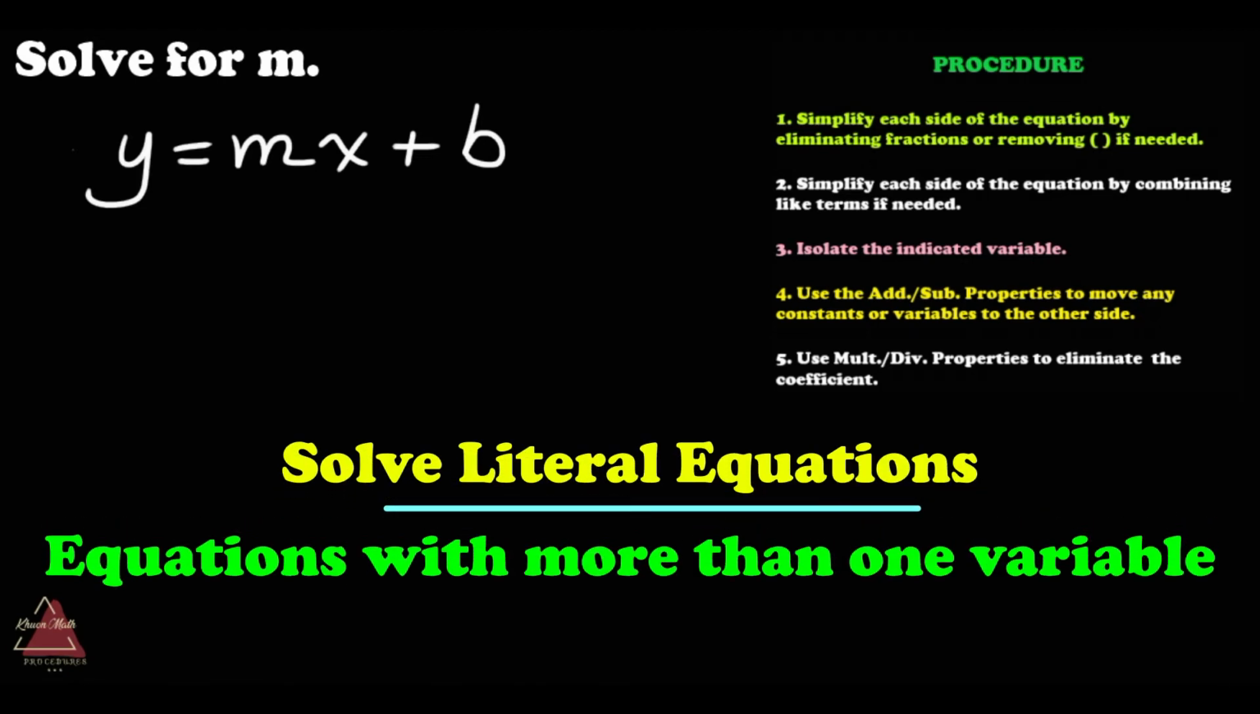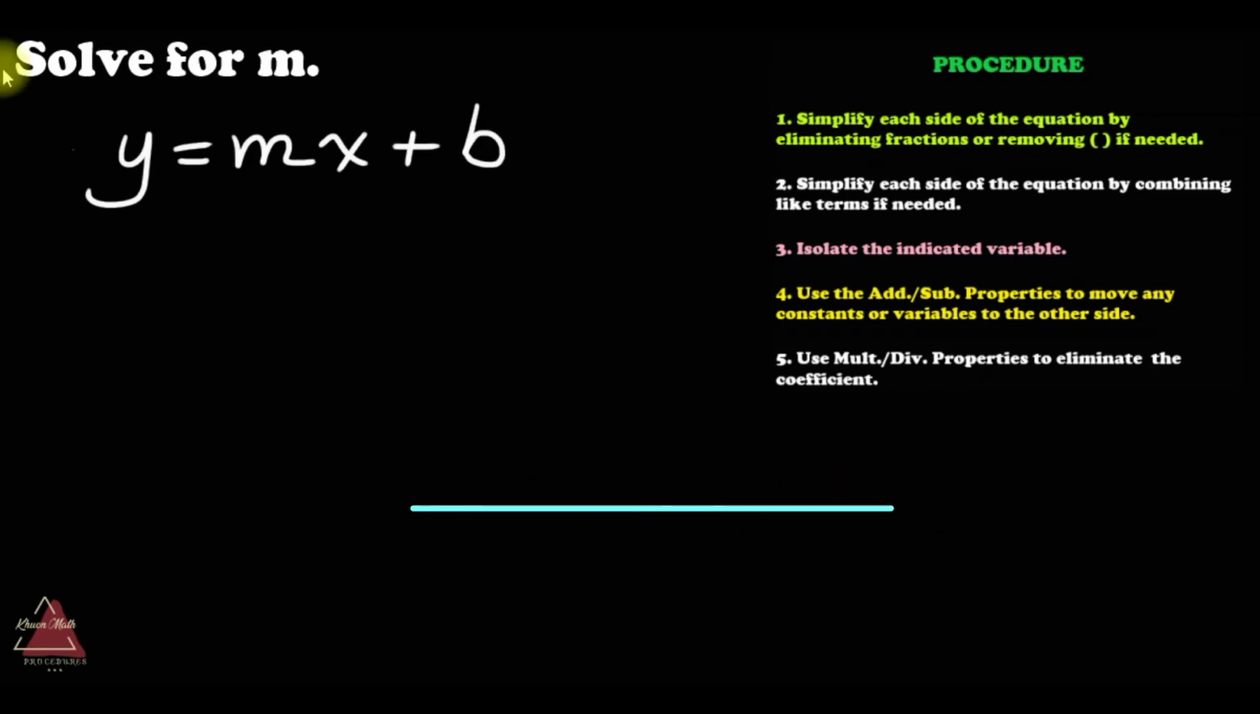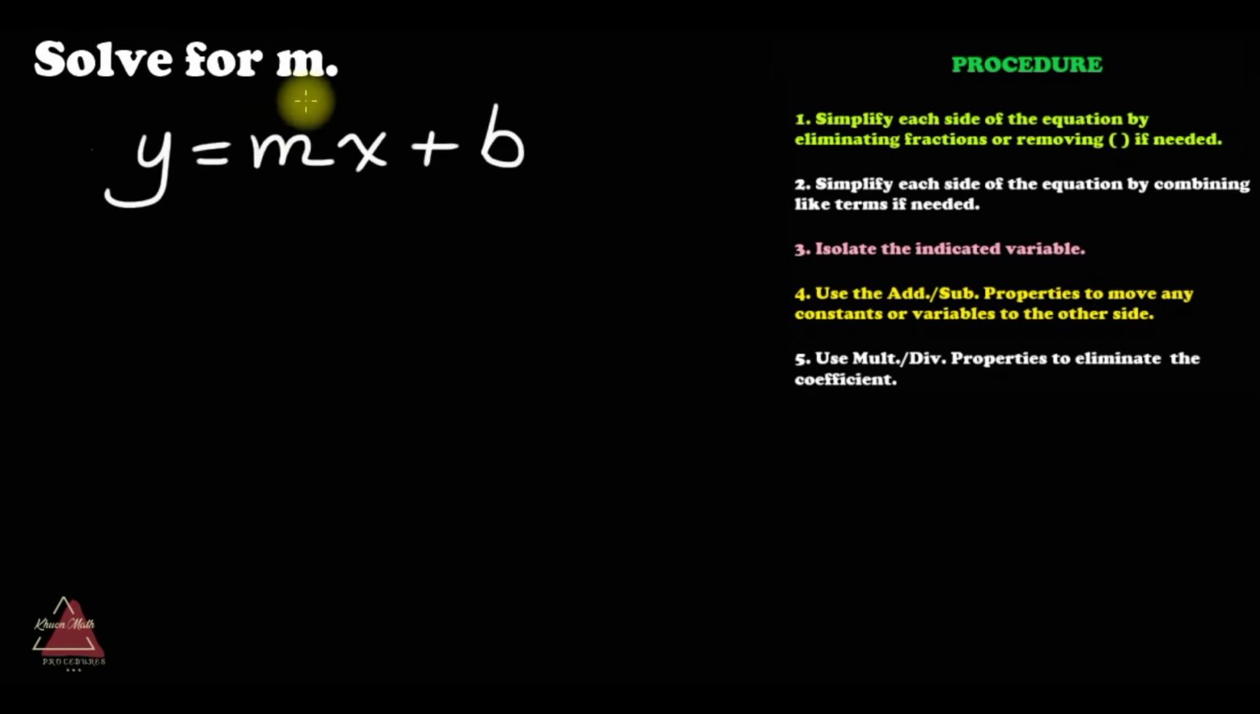In this video, we are going to show you how to solve equations with more than one variable. To solve those kinds of equations, it means that you have to isolate the indicated variable. So you have to get the variable that you're solving for all by itself on one side of the equal sign. Here we're solving for y, so we have to get this y all by itself on one side of the equal sign. Okay, and then we have a procedure of how to do it.